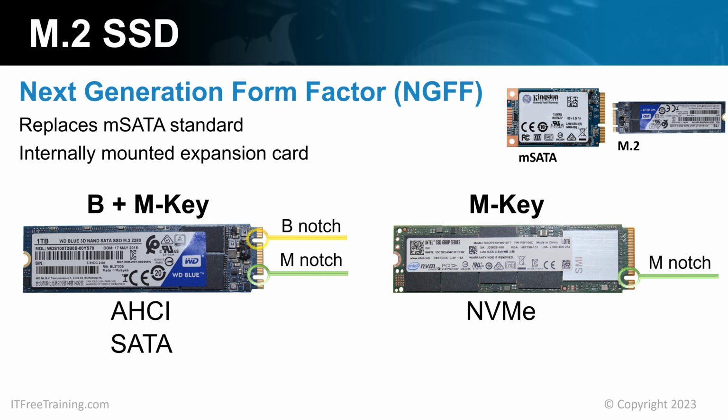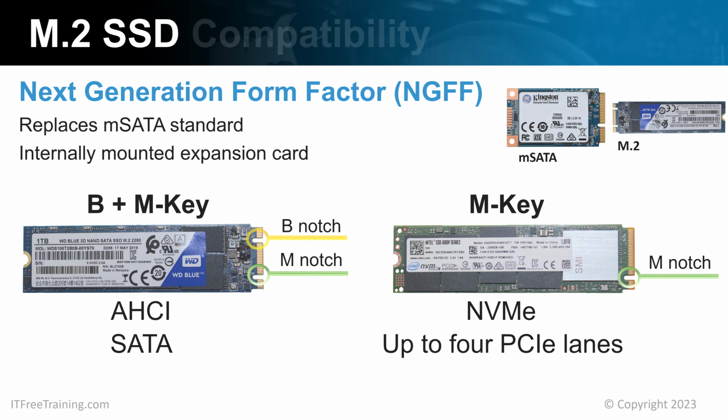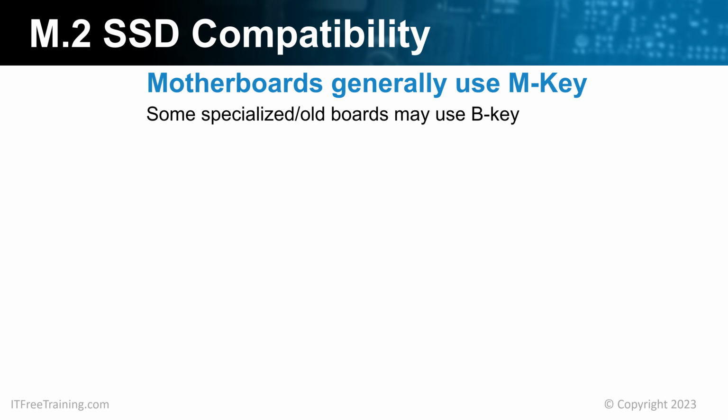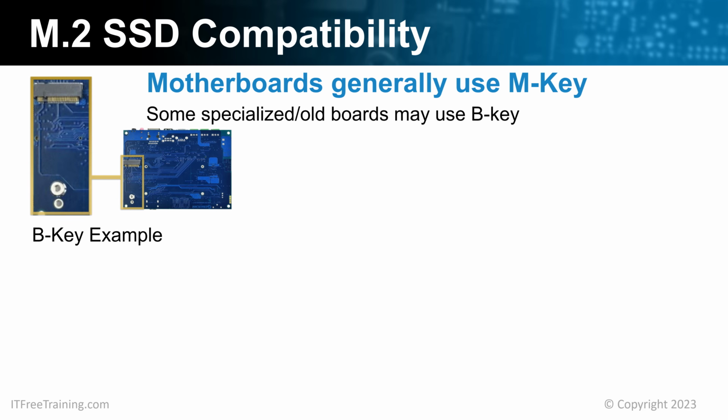The next big advantage is that the SATA 3 interface is limited to 600 megabytes per second. Also, in the case of M key, it is limited to 4 PCI Express lanes. The speed of these lanes is determined by the hardware in the computer. The next thing to consider is which type is supported by your computer. Generally nowadays, motherboards will use M key. You may, however, find that older computers, specialized motherboards, and maybe some laptops use B key. In this example, you can see the B key connector is on the back of the circuit board.